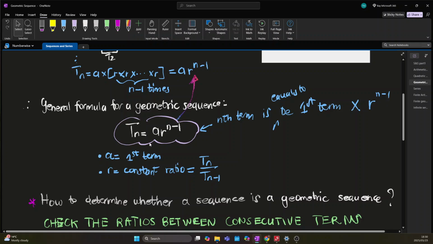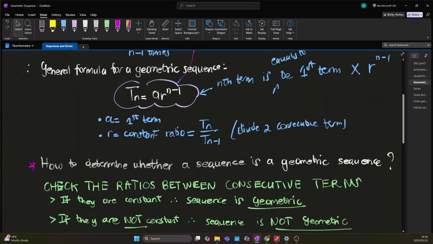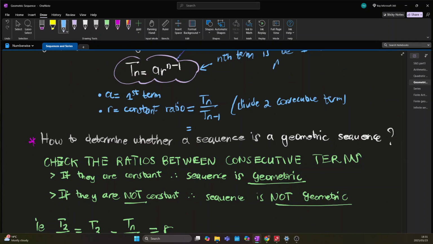So a represents the first term, as you all know, and r is the constant ratio. How do you find the constant ratio? You just divide two consecutive terms: Tn over Tn minus 1. So it can be T3 over T2, T5 over T4, and etc.